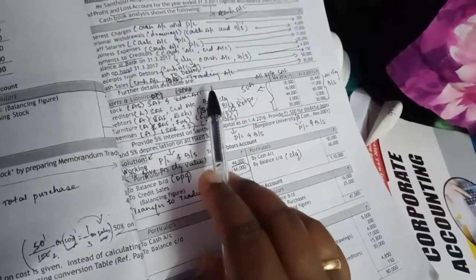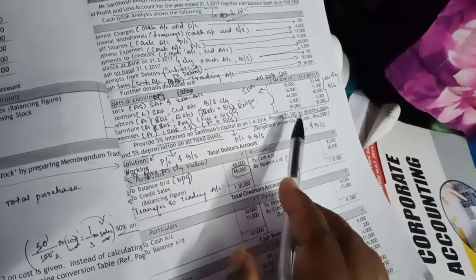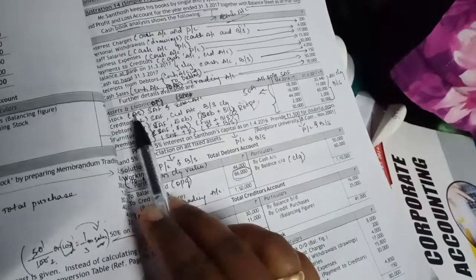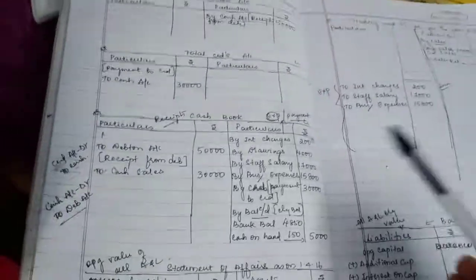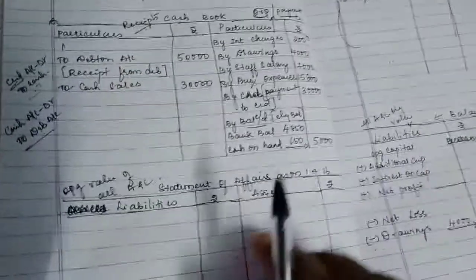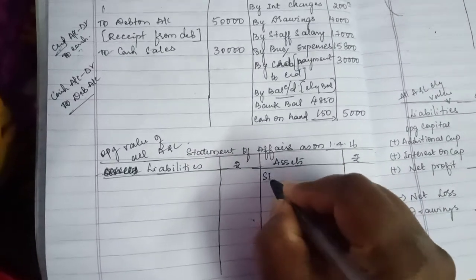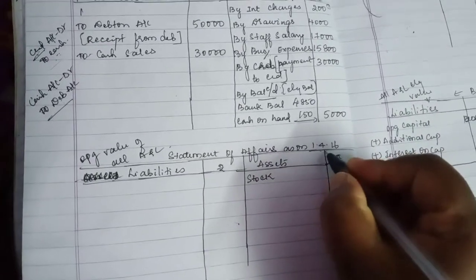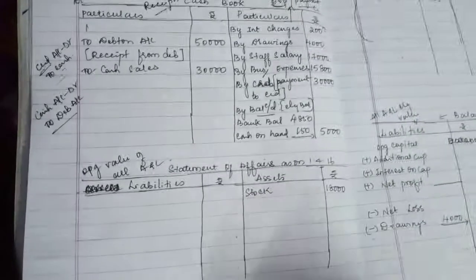Opening value, closing value. In the previous problems, we did the ledger. Opening was there, closing was not there. Correct? So same thing here also. First I'll show you the first one. Stock, where will it go? It is an asset. Where will the asset come? It will come first in the statement of affairs account, all the opening value. So I'm going to write here stock. This is the opening value, as on 1/4/2016. So 18,000 rupees once it is over.